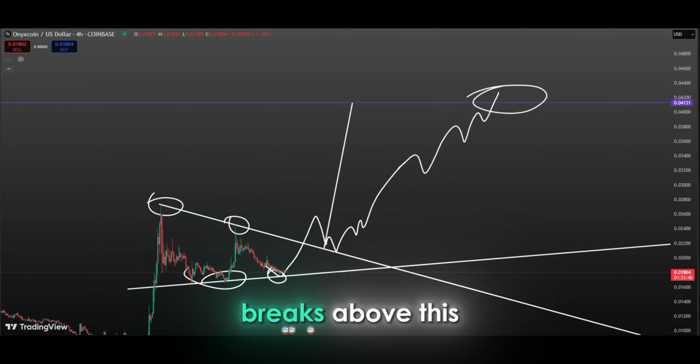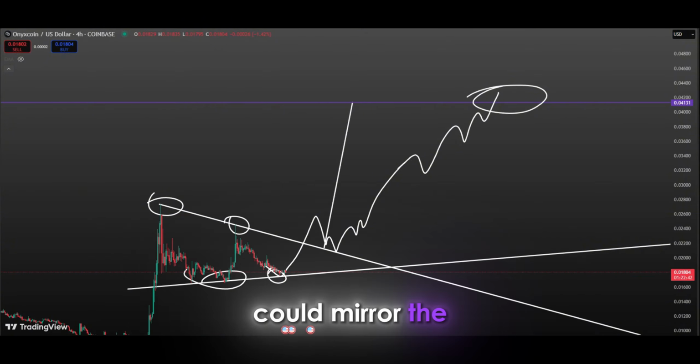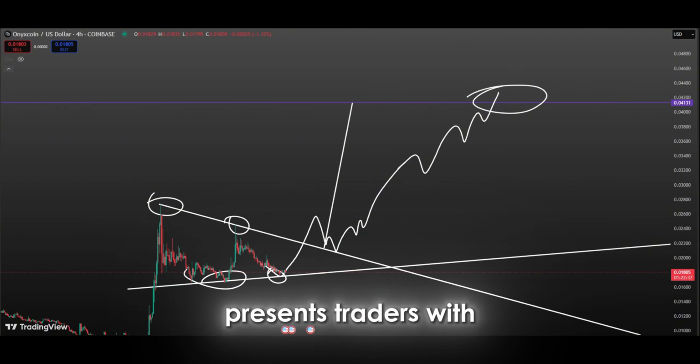If the price breaks above this upper resistance line with strong volume, it would confirm the completion of the flag formation and signal the continuation of the trend. The general rule of thumb in technical analysis for flag formations is that the price movement after the breakout could mirror the length of the flagpole. In other words, once the price exits the formation, there is a high probability for a move equal in magnitude to the prior sharp rise. This presents traders with an attractive and measurable risk-reward opportunity.